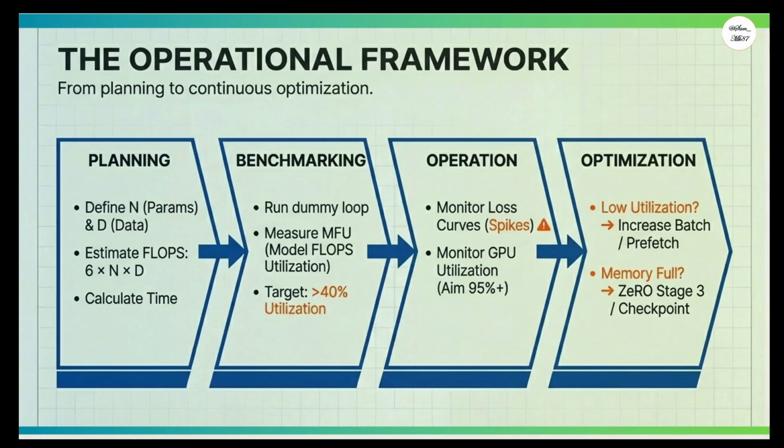Once we are in operation, you should monitor the loss curve for spikes and aim for over 95% GPU utilization. If utilization is low, you need to optimize by increasing the batch size. If memory is full, you need to enable ZeRO, and so on, all those different approaches. Then continuously optimize until you have a happy training pipeline. So these frameworks ensure that you are not just training a model, but also doing so with professional grade efficiency, which is required, especially for AI training infrastructure, which has a huge cost for a business.